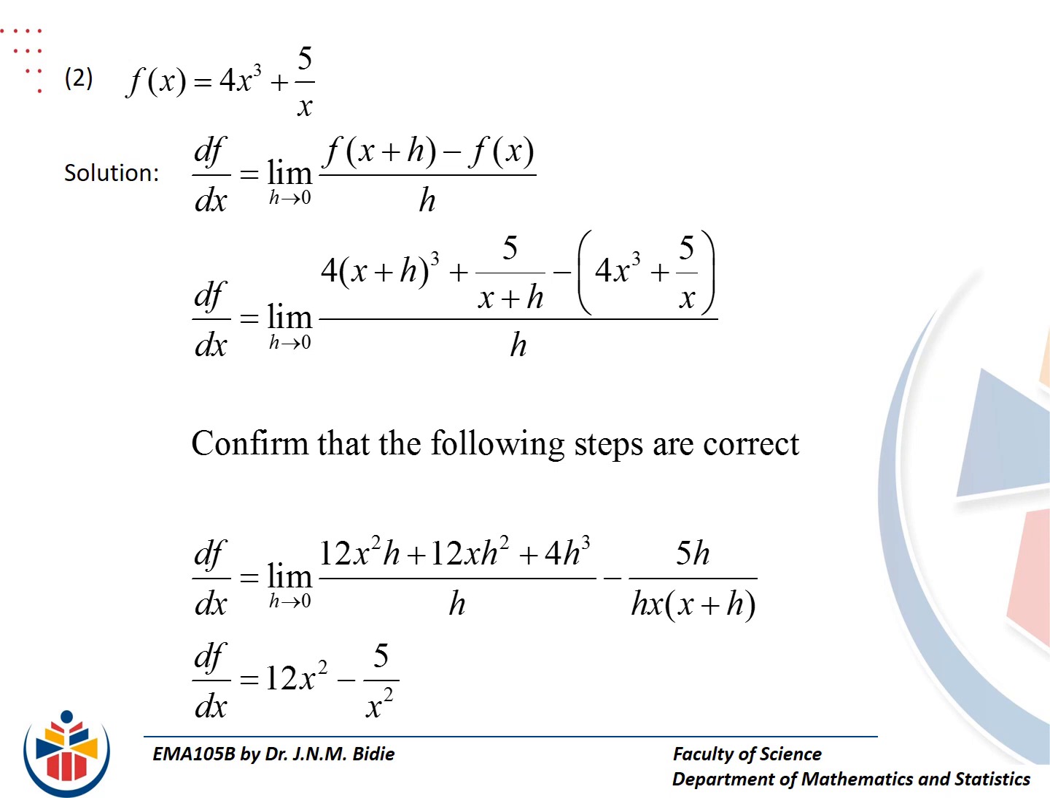And then thereafter you substitute h equal to 0. Please confirm that you will get 12x squared minus 5 over x squared. Please do this so that we can all get it right.